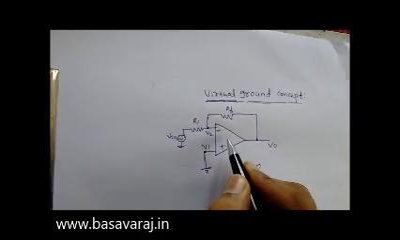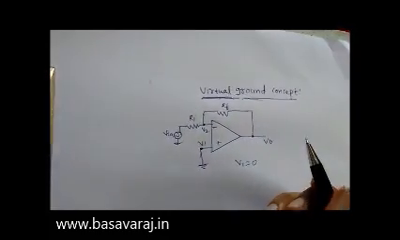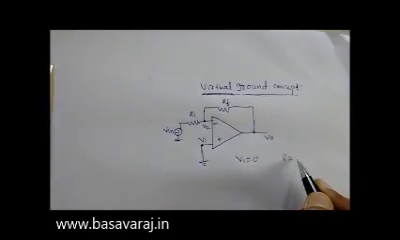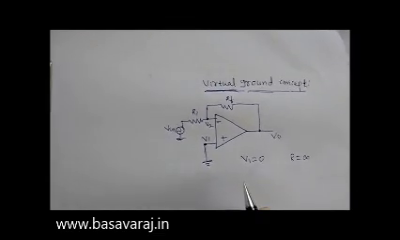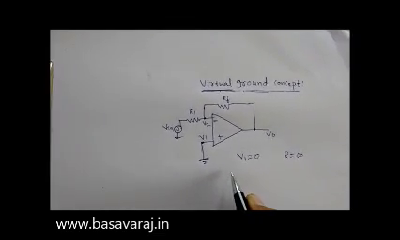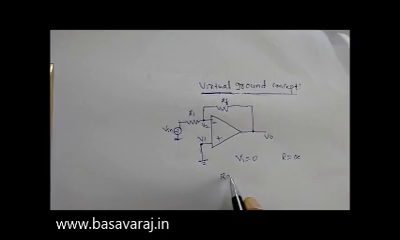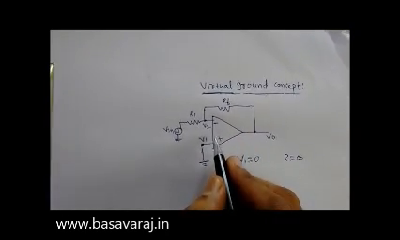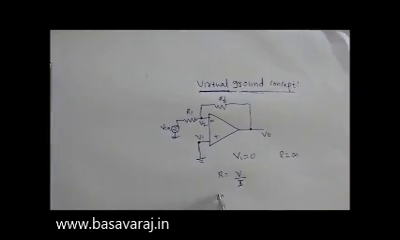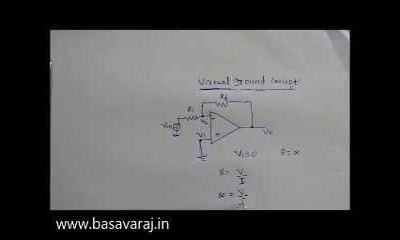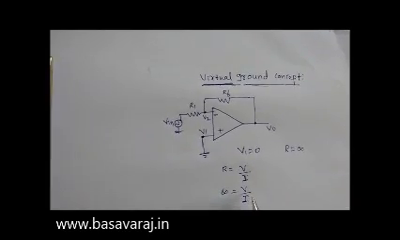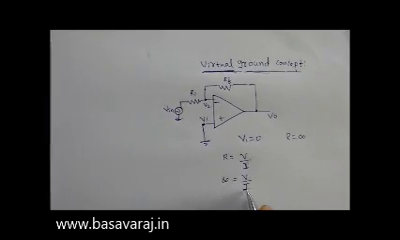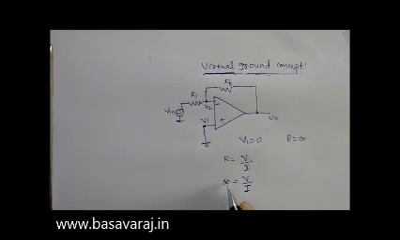We know that this op-amp has infinite input impedance, that is, infinite input resistance, so R equal to infinity. We know Ohm's law, that is R equal to V divided by I. In this case the input resistance is infinite, so V divided by I holds good only when I equal to 0. If I becomes 0, then V divided by 0 becomes infinite.